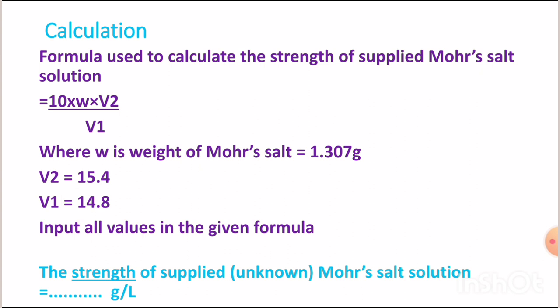Calculation. The formula used to calculate the strength of the supplied Mohr salt solution is equal to 10 into W into V2 upon V1, where W is the weight of Mohr salt, which is equal to 1.307 gram. V2 is 15.4 and V1 is 14.8. So input all these values in the given formula. Now we have calculated the strength of the supplied, that is the unknown, Mohr salt solution, which will be equal to dash gram per liter.